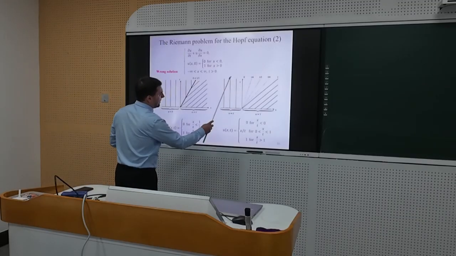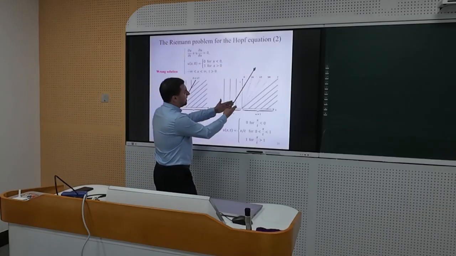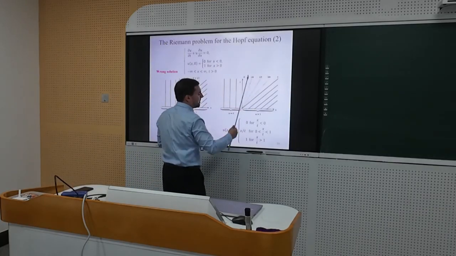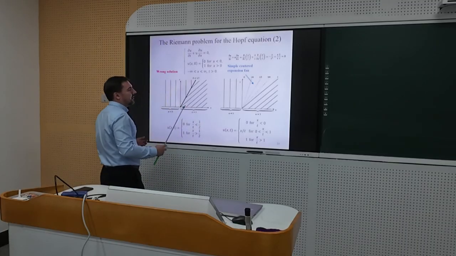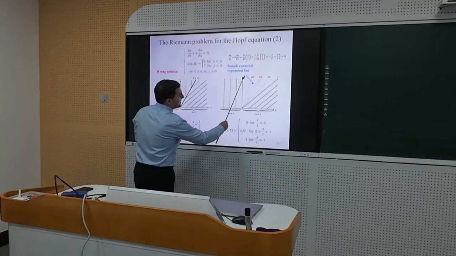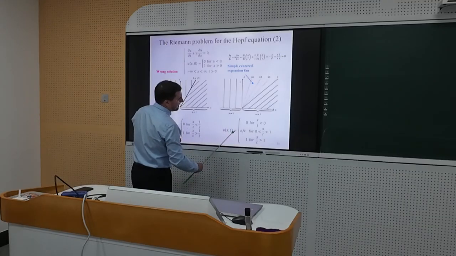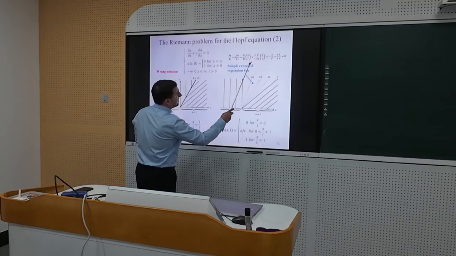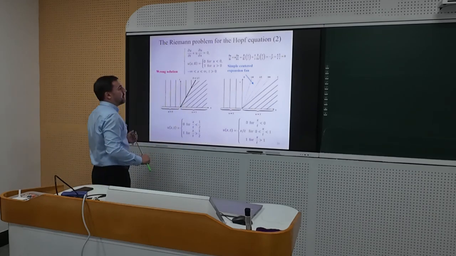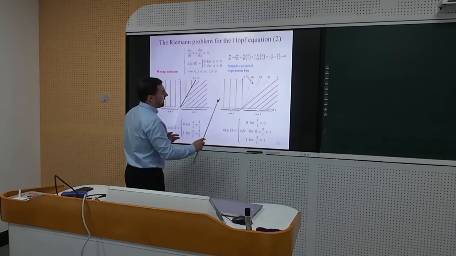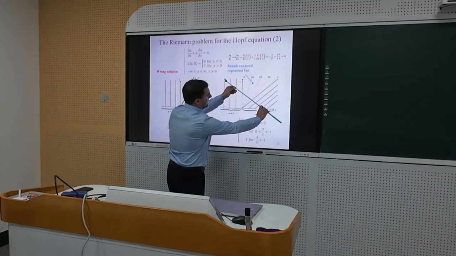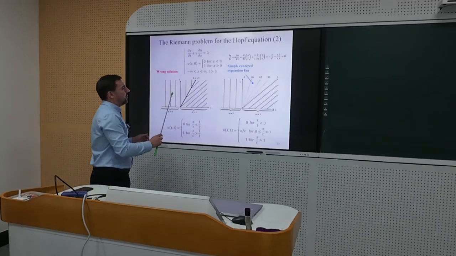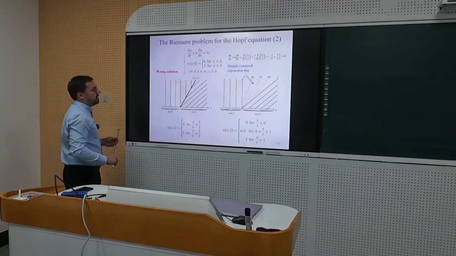So here we have the same characteristics, but in this region, there is a so-called simple centered expansion fan. So here you can check that if you take in this region the solution of the form x over t, it will really satisfy the Hopf equation. And the solution will look like this one. So constant, and here is the linear solution. So for Hopf equation, the expansion wave has the form of just a linear function.